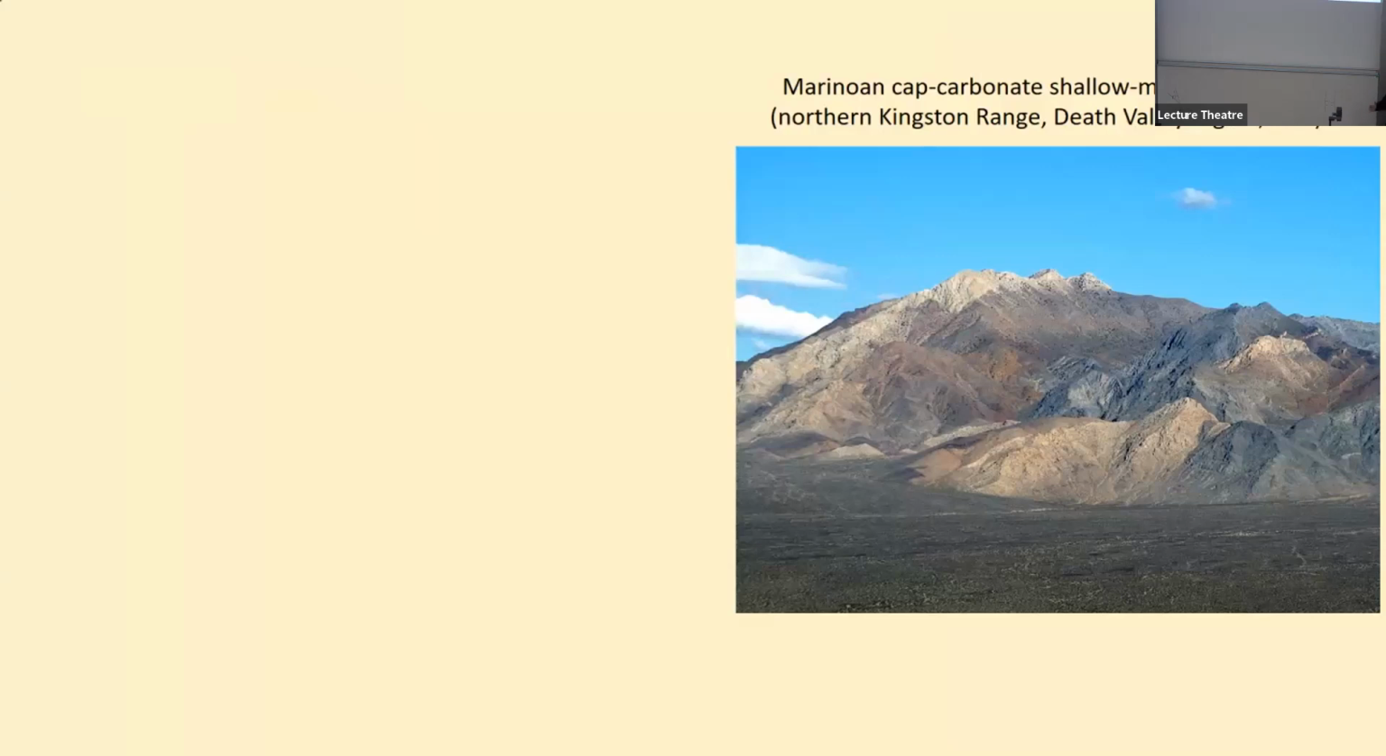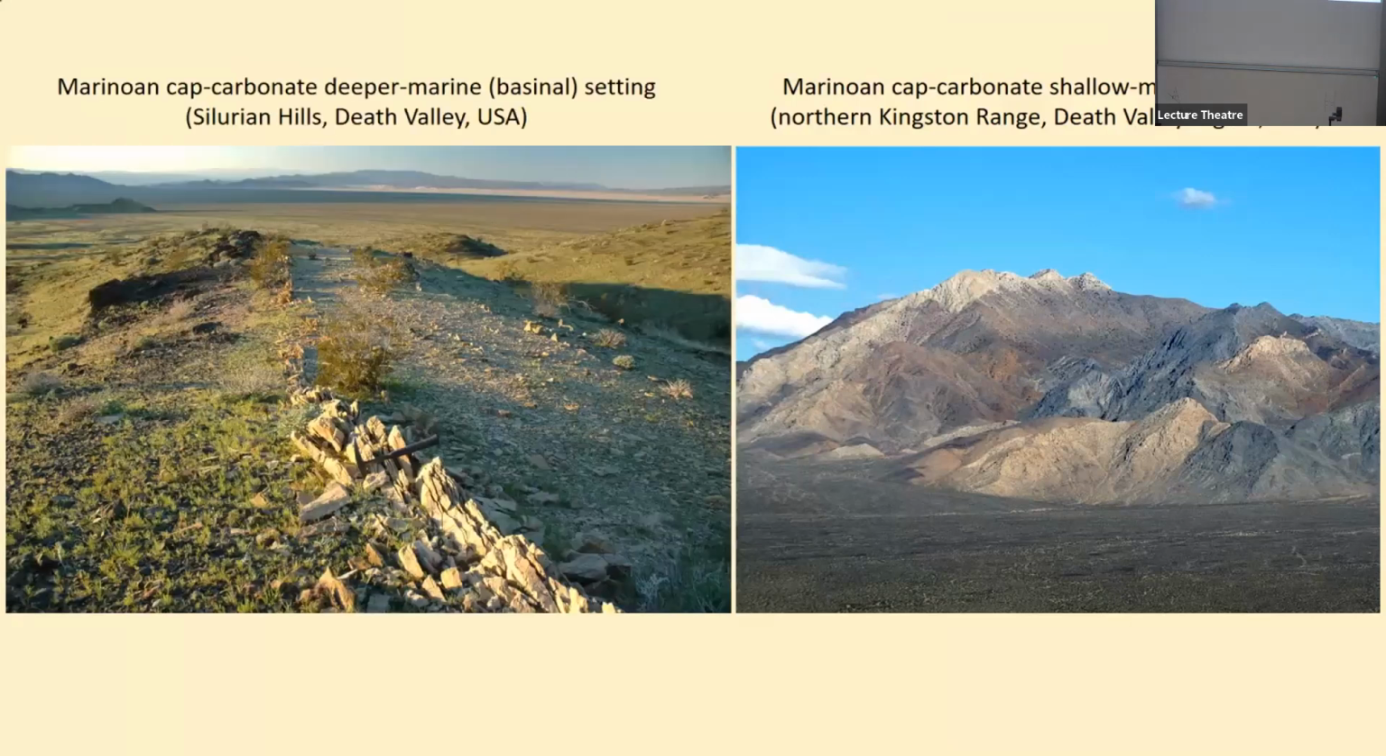And to prove that point, here, we've gone back to Death Valley. The top of that mountain is the platform shallow marine Maranoan cap carbonate. That's what it looks like in its basinal facies. Hundreds of meters reduced down to a few meters. The mountain in the background that forms the skyline on the left is the Kingston Range. That's a distance of about 60 kilometers. So this entire cap carbonate collapses down to a fairly thin unit.